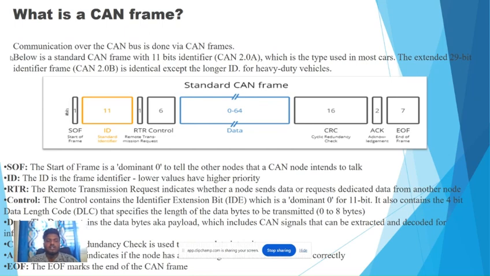The control field contains the identifier extension bit, which is a dominant 0 bit for 11-bit IDs. It also contains the data length code that specifies the length of the data bytes to be transmitted. The data contains the data bytes, or payload, which includes CAN signals that can be extracted and decoded into information. CRC, the cyclic redundancy check, is used. The ACK slot indicates whether a node has received the frame. The EOF marks the end of the CAN frame.